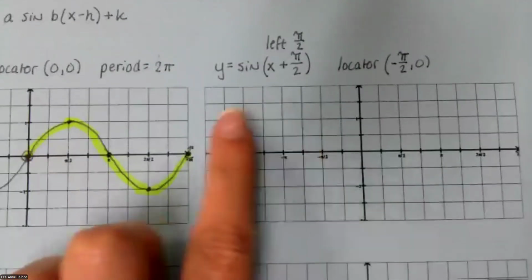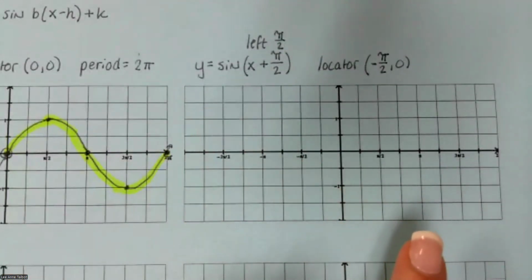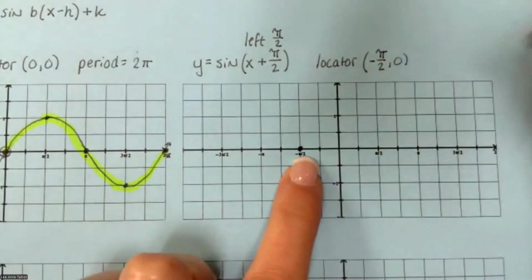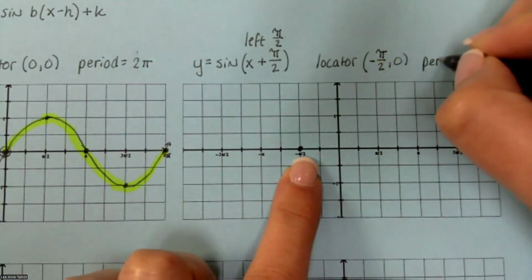Do you guys see the negative? Please tell me you see the negative. So that's going to be here. And then the period is still 2 pi.